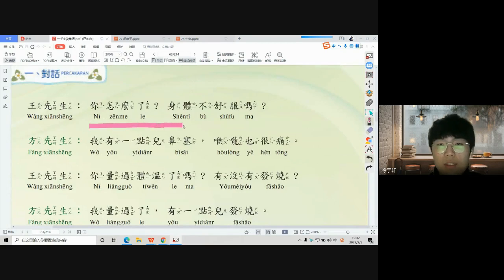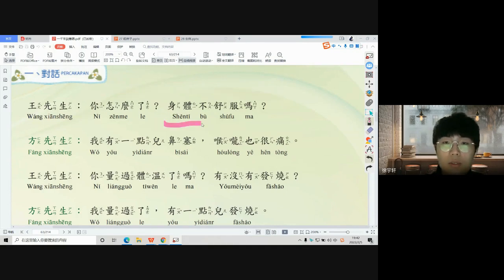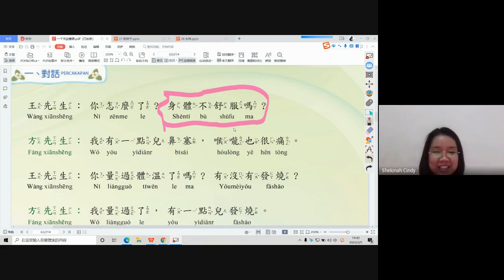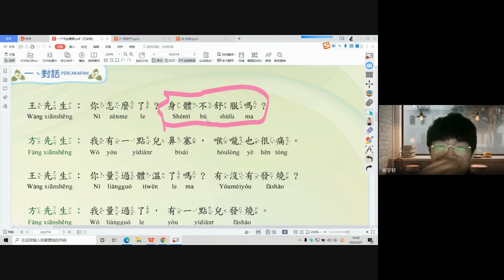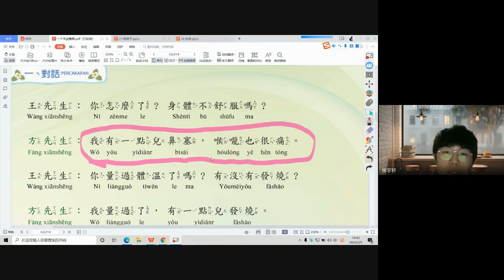你怎么了？身体不舒服吗？Do you have some questions about this sentence? No. How about you try to translate it for me? Do you feel unwell? Does your body feel unwell? Okay, that's a good translation.